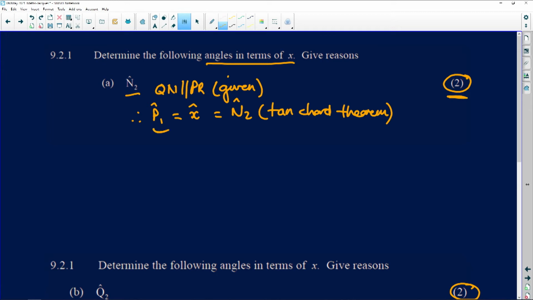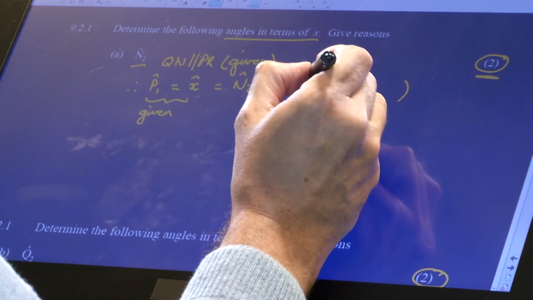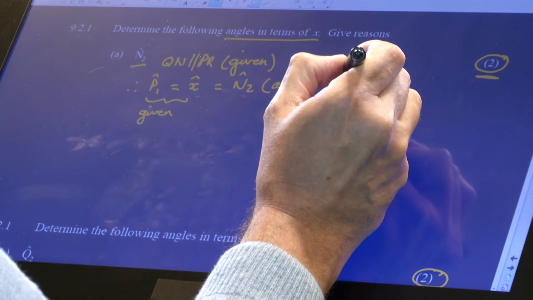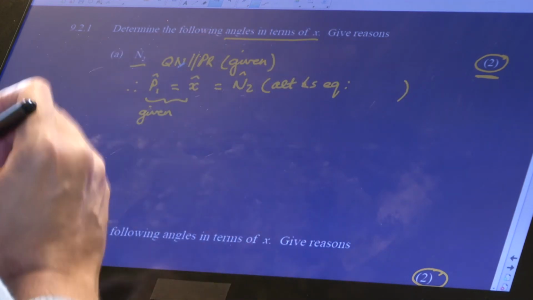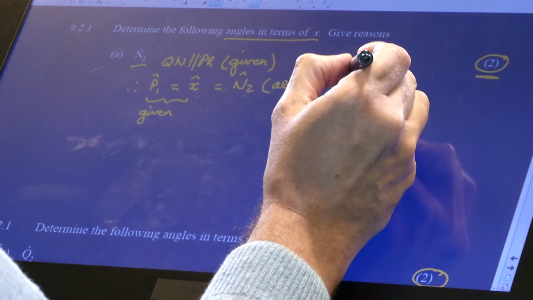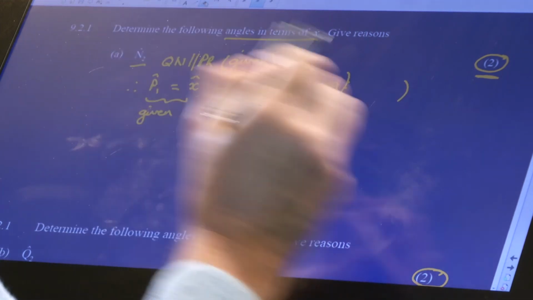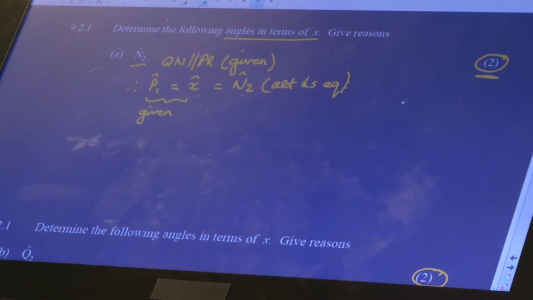Remember, P1 equals X was the component that was given. This became equal to N2, but it's not the tan chord theorem. It's because the lines were parallel, so it is alternate angles that are equal. So alternate angles equal, and you're basing it on the fact that those two lines are indeed parallel. Okay, so we're going to use the tan chord just now.